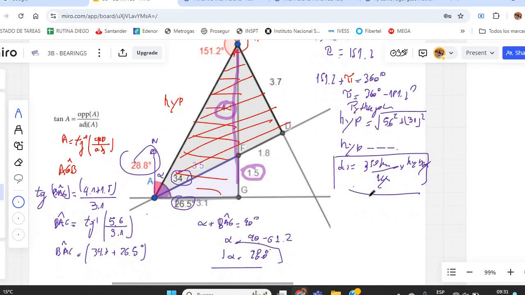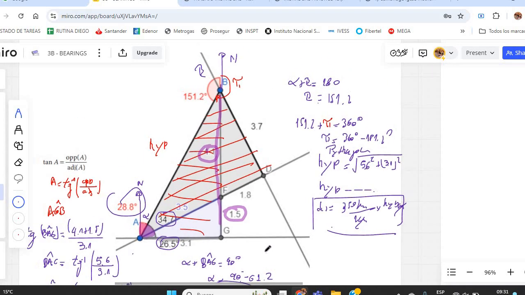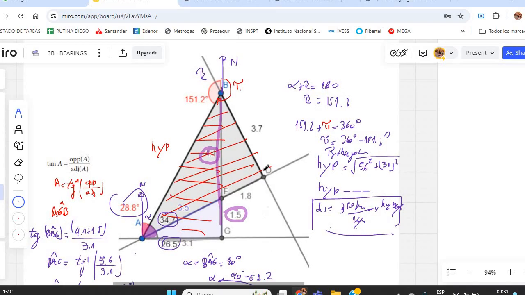So check the answers, the results, and check all the calculations. I don't know if I missed any mistake here. I don't know if this is correct. Check the results, but the idea is this: you have to find right angle triangles, and with that information, you have to complete the values that you need. That's it.